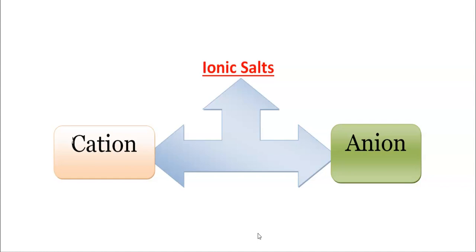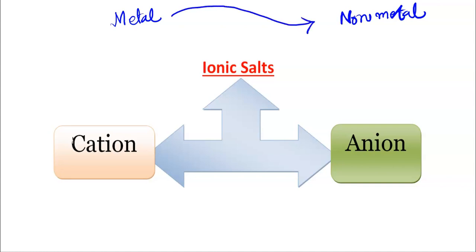What is an ionic salt? Ionic salt is formed by ions, and you know ions are formed by the loss and gain of electrons. So ionic salts, as you are already familiar, are formed from metal and non-metal. When they combine with each other, the metal gives its electron to the non-metal.